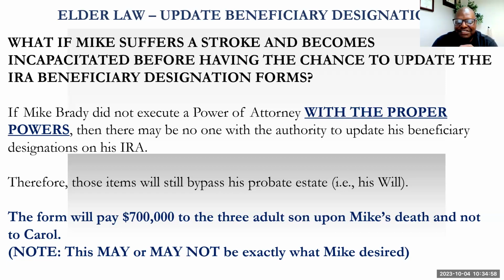Well, that general section doesn't allow you to update beneficiary designations because the state legislatures understand that updating a beneficiary designation can change hands with a lot of money. So even if Mike did a POA, if he didn't give it the proper powers, say Carol was the agent, she would not be able to update the beneficiary designations. They would still bypass his estate and still go to the sons. Again, that could have been what he wanted. He may have said, I don't want to grant those special powers to allow her to do it. Or maybe he did intend that and he didn't get a chance to.